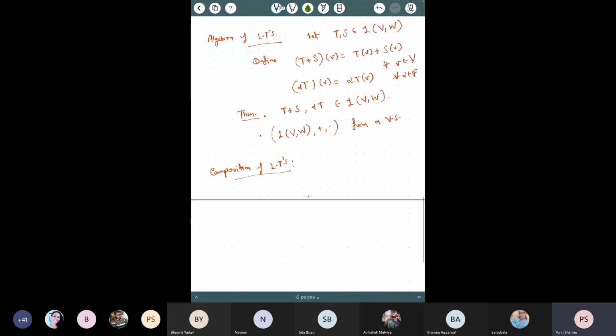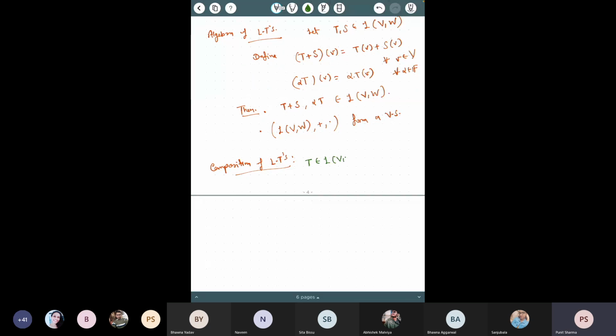So how is it defined? Suppose we have a linear transformation T from V to W, and suppose we have another linear transformation S from, let's say, W to Z. Then define S composition T as follows: you take S of T of v for all v in V. Then you can verify that this composition is again a linear transformation, from V to Z. So you can verify this.